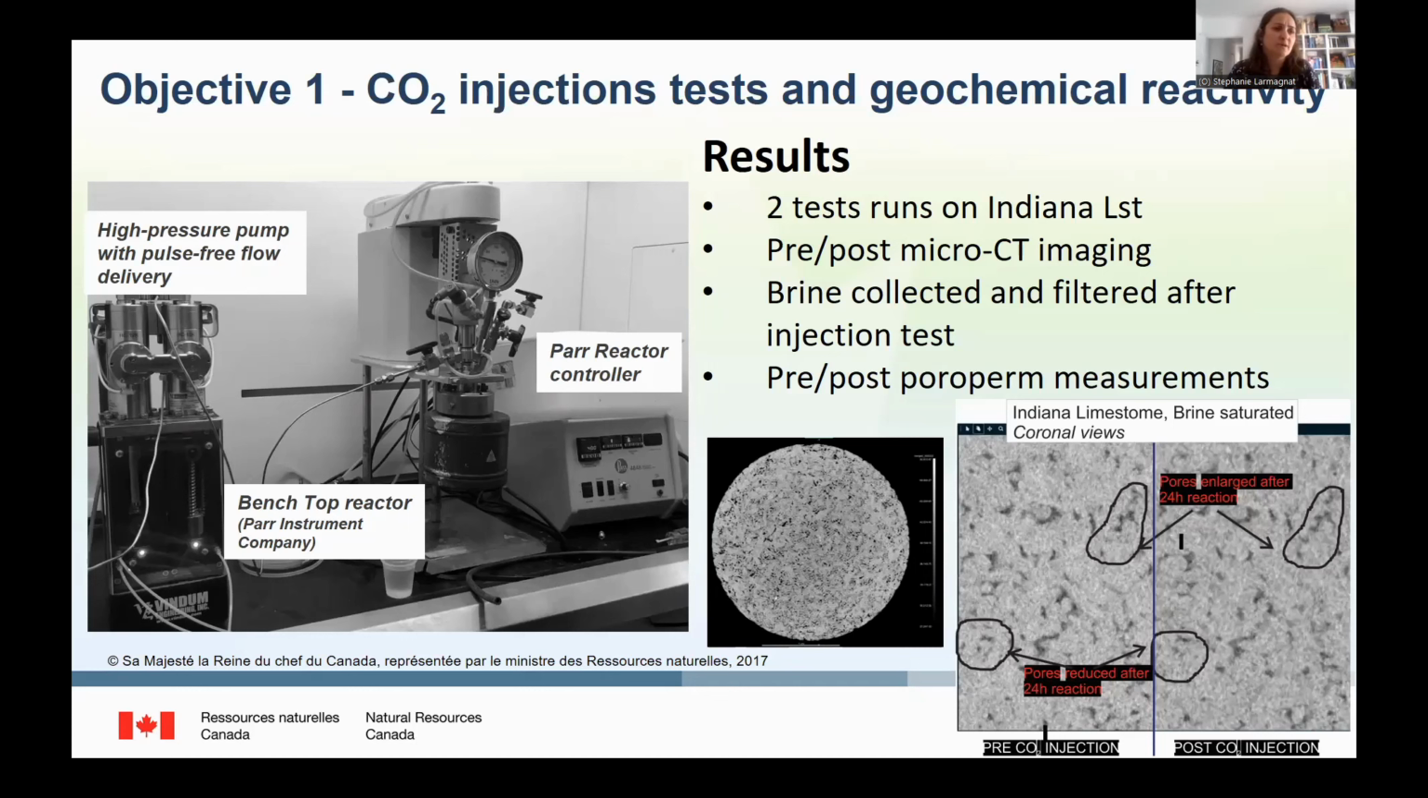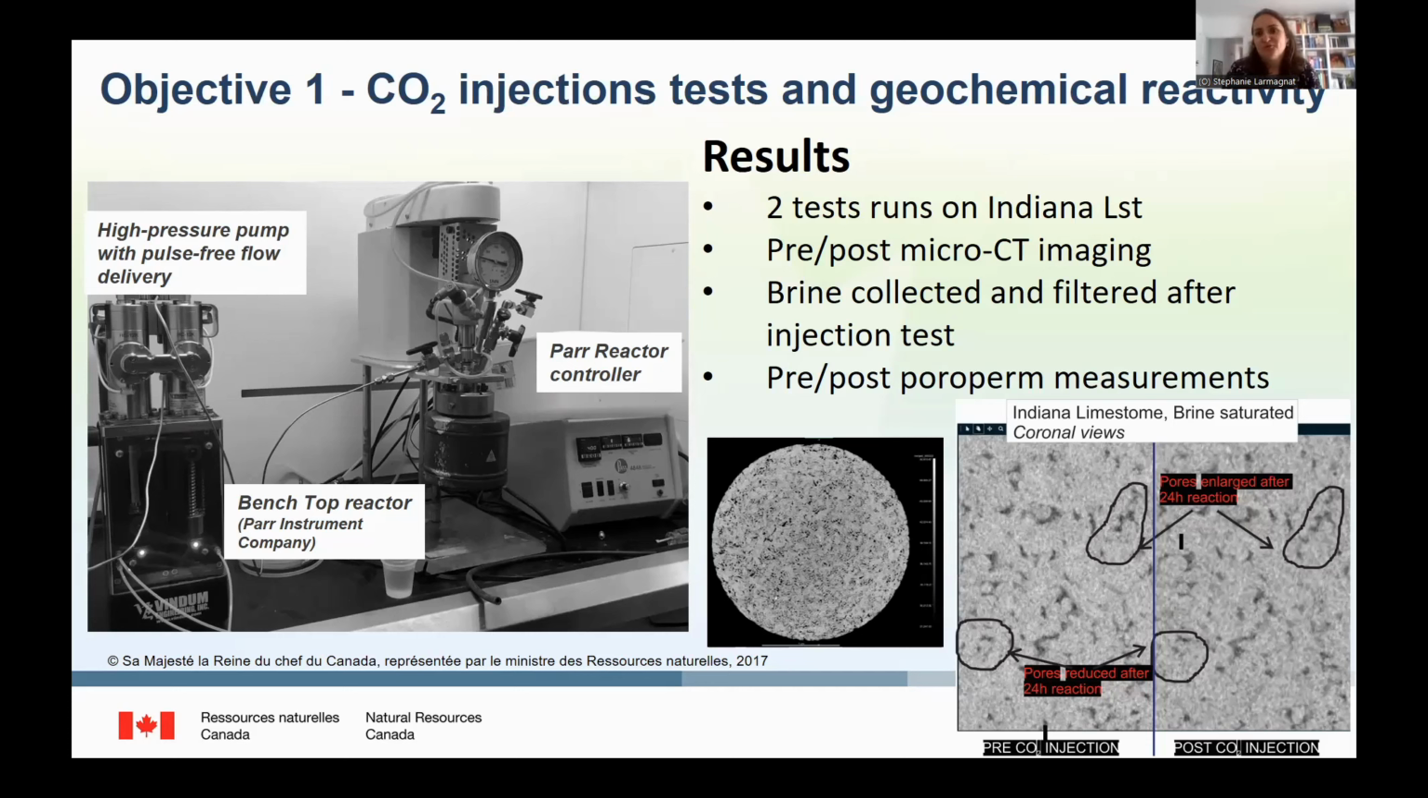One of them lasted 3 days, and the second one lasted a week. We have imaging before and after different states. So we have imaging of the sample in the dry state, then we put the sample in the brine and did imaging, then we put the sample in the reactor, it reacts for a few days, as I said, and then we have imaging at the end, still in the brine, and at the end, after it was dried out.